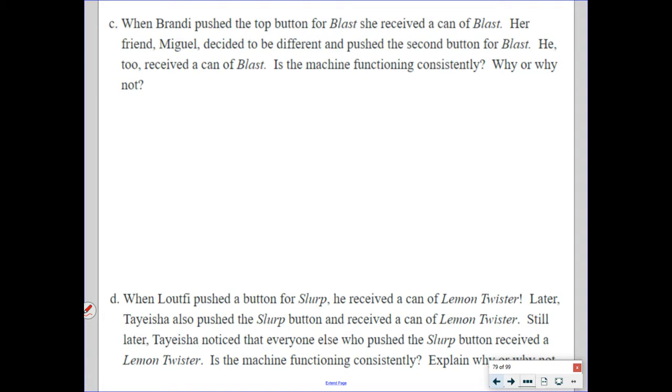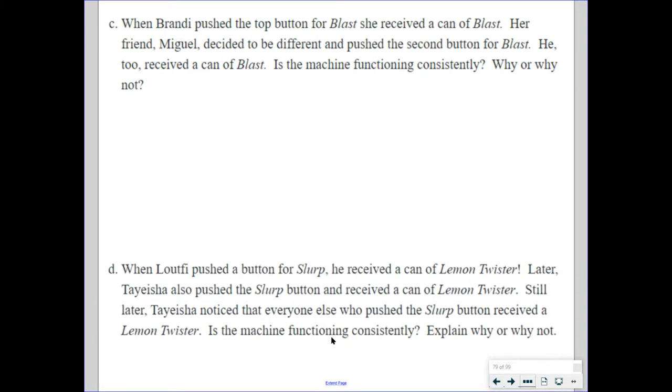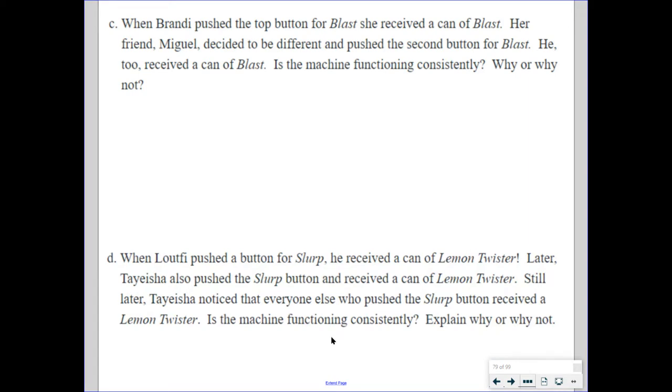All right, and again, you're like, I don't get it, Mr. Ramirez, this is so basic, what's going on? Here's where it gets a little tricky. When Lufty, that's an interesting name, but when Lufty pushed the button for Slurp, he received a can of Lemon Twister. Later, Taisha also pushed the Slurp button and received a can of Lemon Twister.